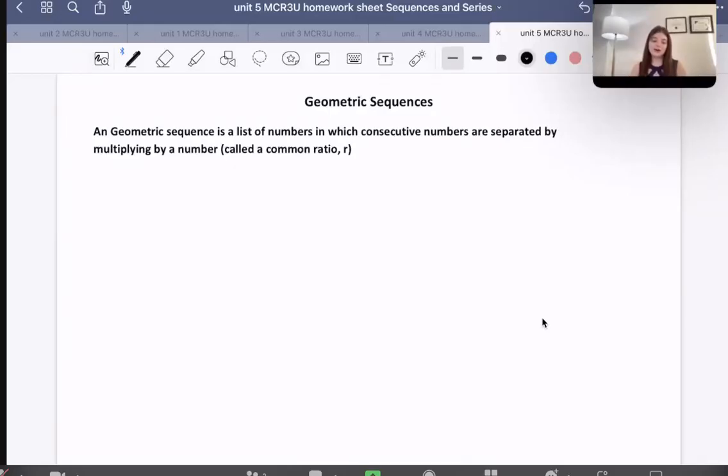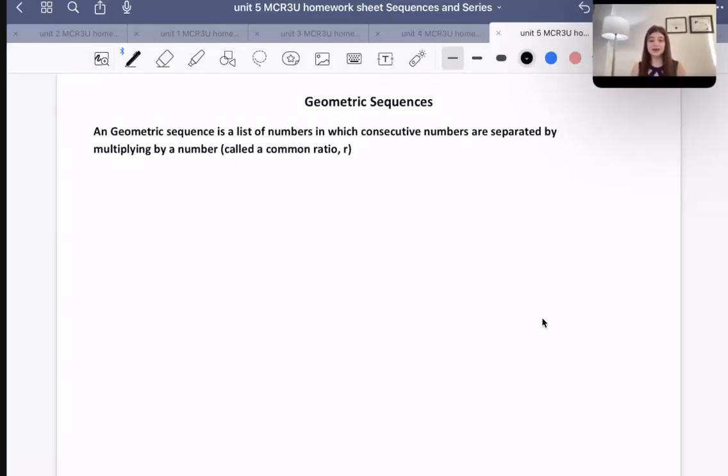Hello, welcome everyone. Today we are going to continue on with Unit 5 from the Grade 11 Functions curriculum on sequences and series. Today's topic is all about geometric sequences.